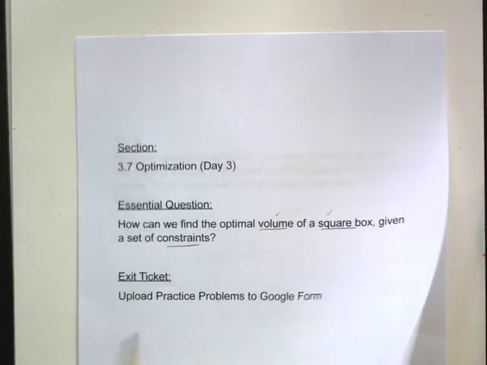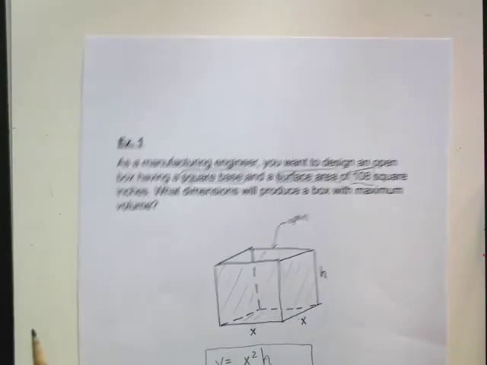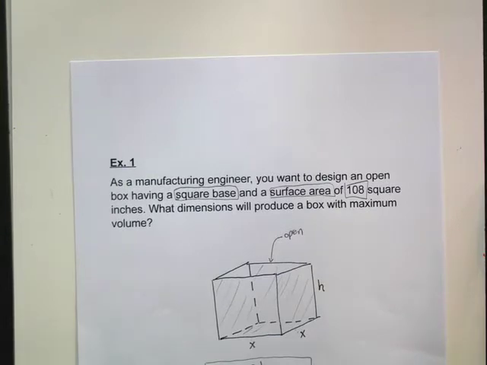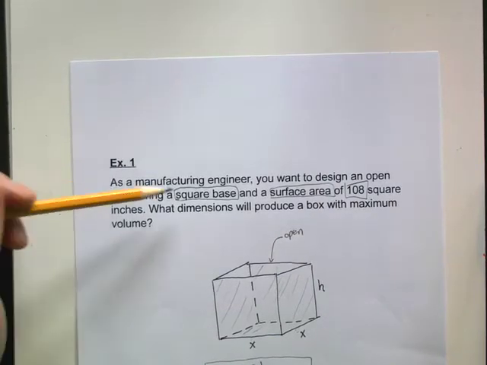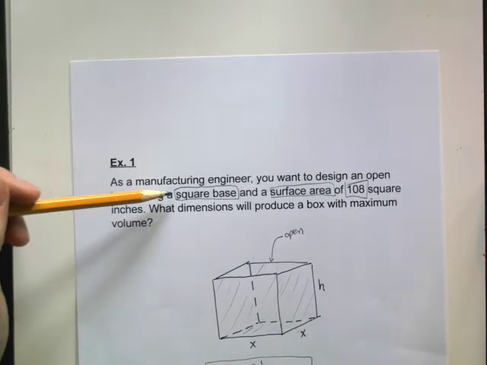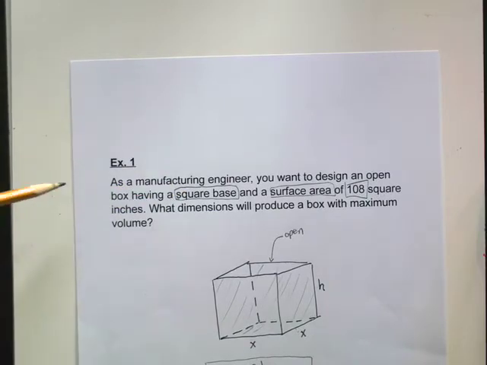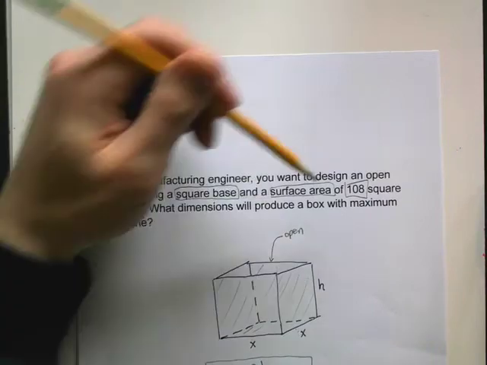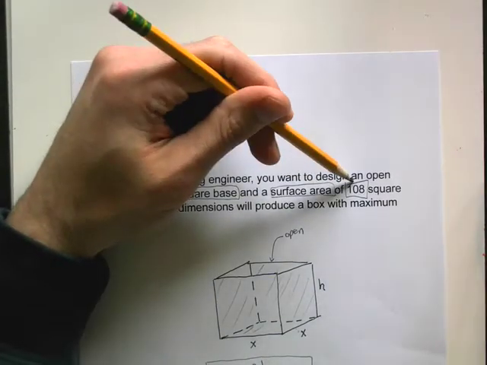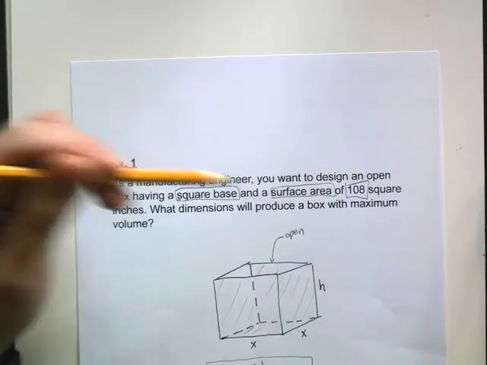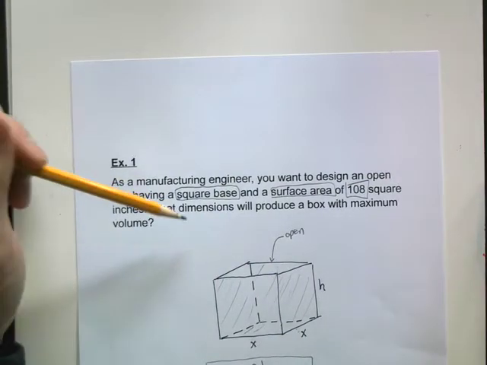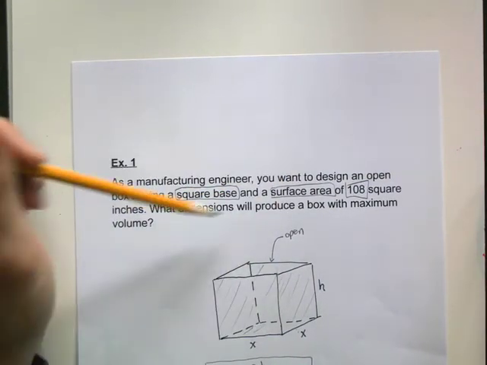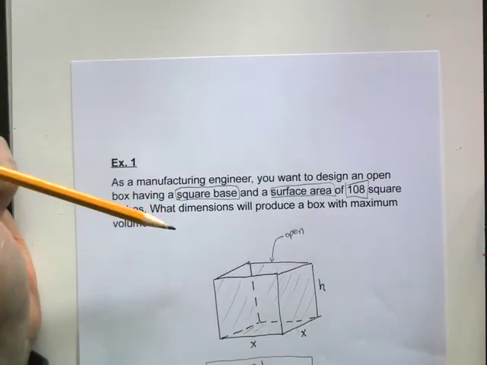For our first example, as a manufacturing engineer, you want to design a box having a square base, that's important, and a surface area of 108 square inches. What dimensions will produce a box with maximum volume? So you have a constraint, which is your surface area can only be 108 square inches, and you have an optimization, meaning you want to find the maximum volume.